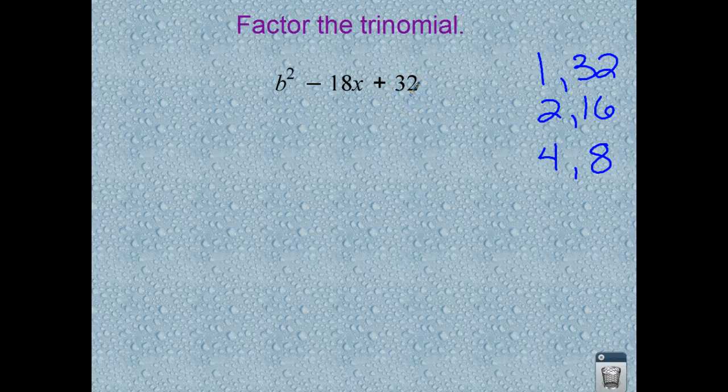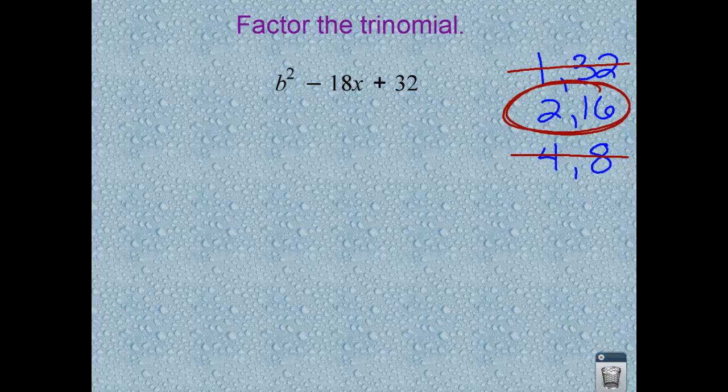Now, which ones either add or subtract to get that middle term of an 18? Well, 1 plus 32 is 33, and then 32 minus 1 is 31. So that's out. That doesn't get me 18. How about the bottom one? 4 plus 8 is 12, and 8 minus 4 is 4. That does not get me 18. All right, so 2 plus 16 is 18. We found it. These are going to be the factors that we're going to use.